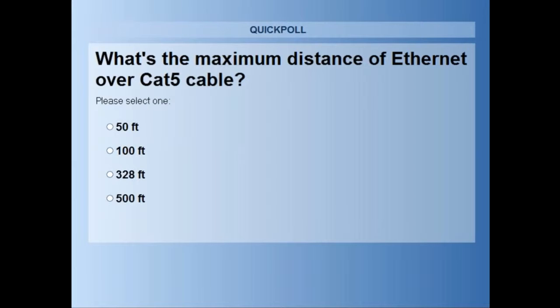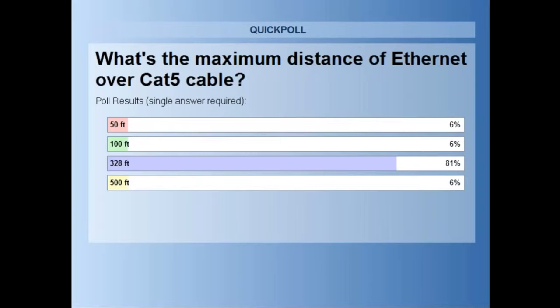If you could interact with us there and click on the checkbox for the poll, we'd love to get your feedback. And we'll give it just a few more moments here. All right, we're going to close the polls in just a second, and we'll take a look and see how all of you did. All right, let's take a look.